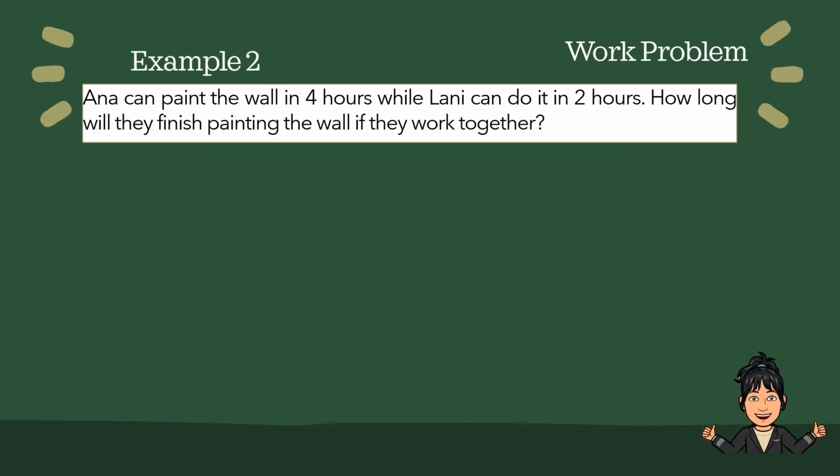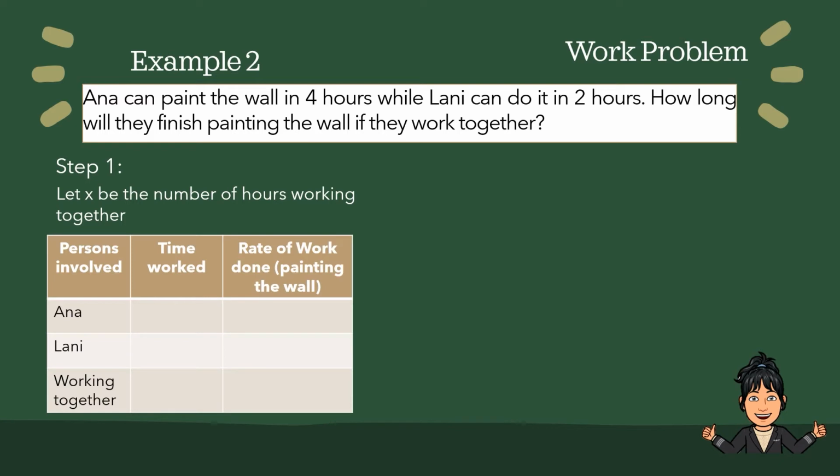Example number 2. Anna can paint the wall in 4 hours, while Lani can do it in 2 hours. How long will they finish painting the wall if they work together? We are now going to use the steps in solving problems involving rational algebraic expression. For step 1, read and understand the problem and identify the given. So, let x be the number of hours working together. To identify the given, we're going to use a table.